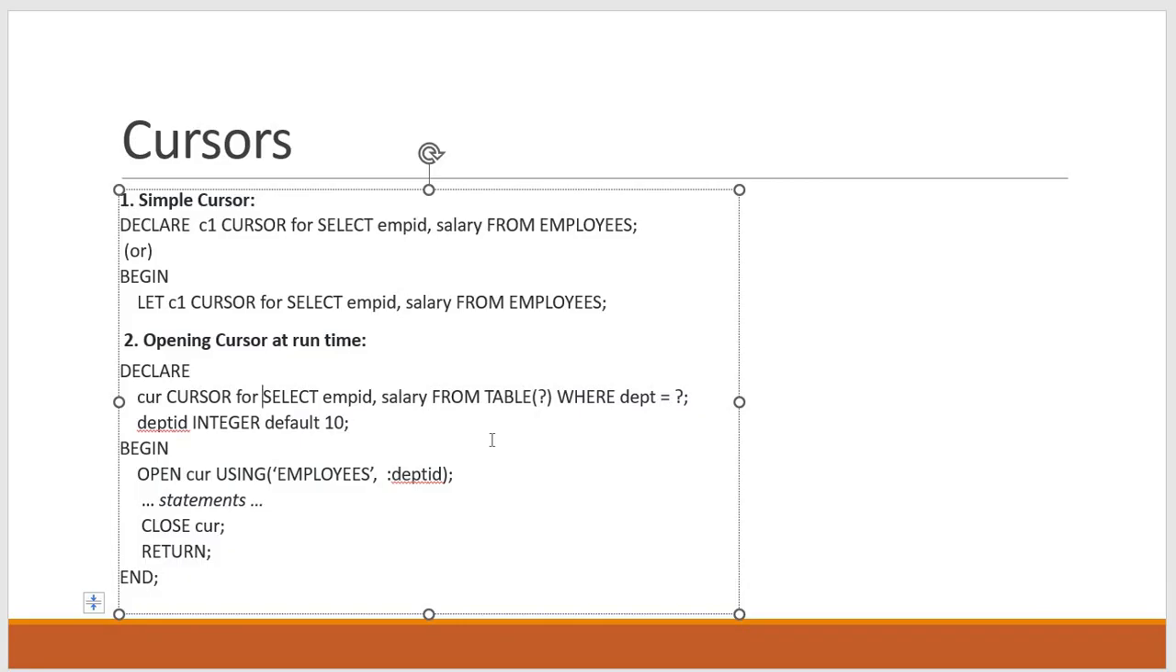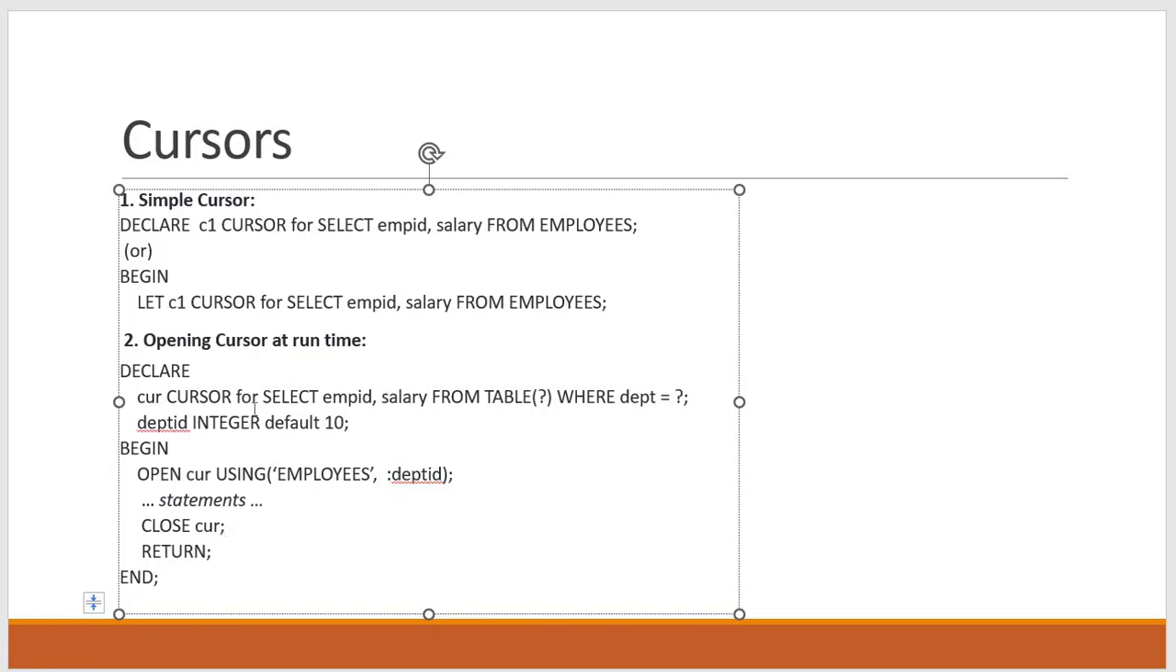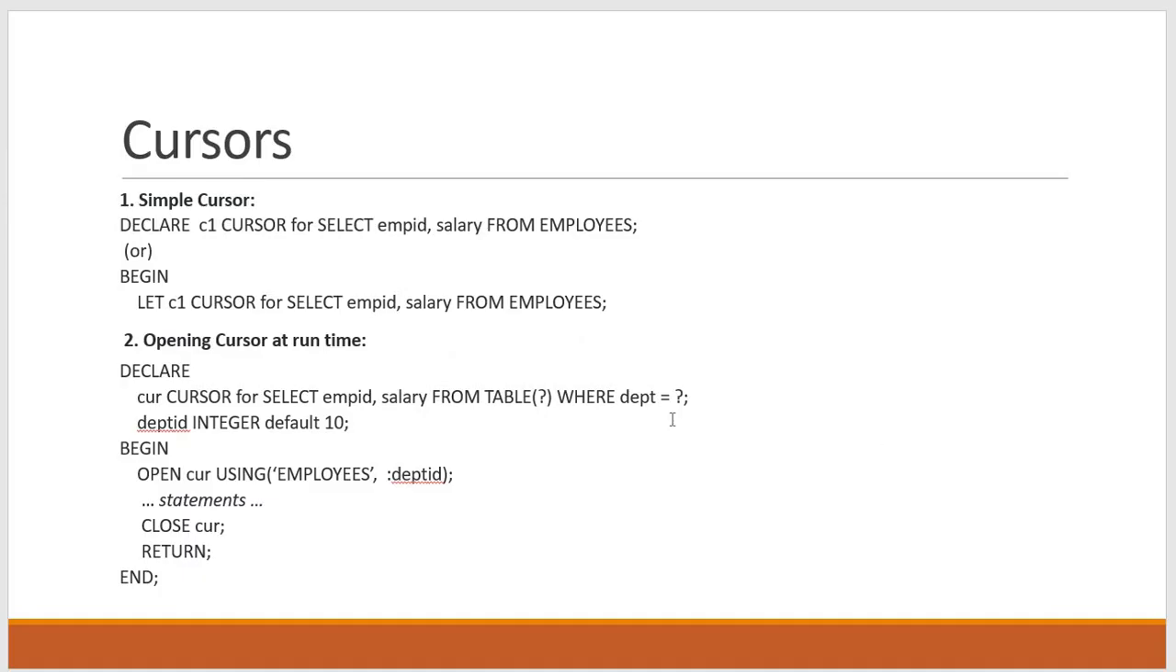It will be executed when we open the cursor and execute the statements; at that time the results of this query will be assigned to the cursor. But in a result set, when we assign the query to the result set, at that time itself the query will be executed and the results will be assigned to that result set. So don't confuse. Okay, hope you understood. Otherwise, let me explain again.